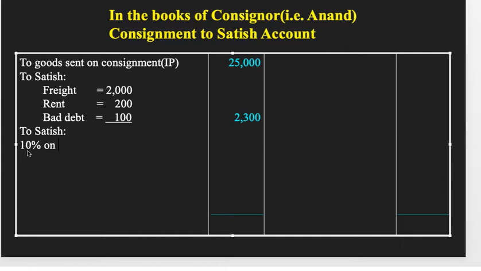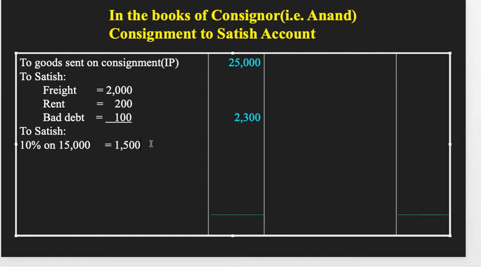3/5 of the goods were sold for rupees 20,000. So 3/5 of 25,000 is how much? That is 15,000. So on 15,000 he is going to receive 10% commission, and 10% of 15,000 is 1,500, right?